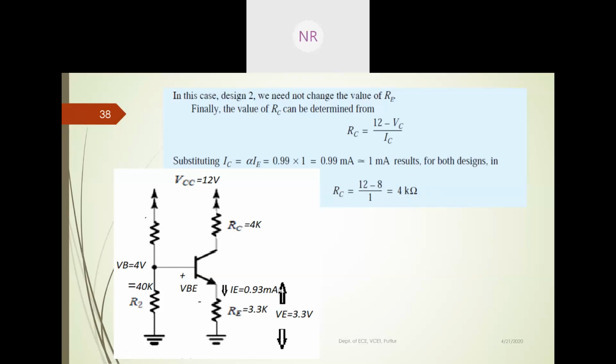Next, this is the design. You have calculated R1, which is 80 kilo ohm, R2 as 40 kilo ohm, VB equals 4 volt, VBE for a silicon transistor is 0.7, RC equals 4K, and RE equals 3.3K. As well as you need to mention the currents. IE is 0.93, IB is how much? I don't remember. IB also you need to mention, and IC also. IC is nearly equal to IE. It is given here as 1 milli. So let us write that one only.